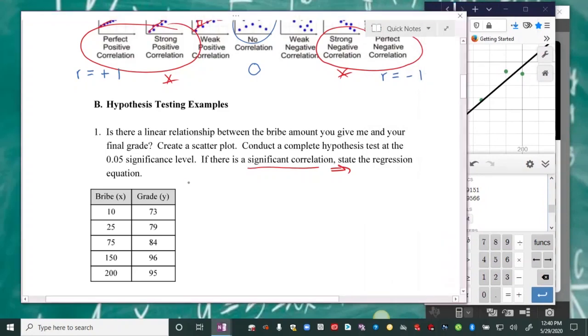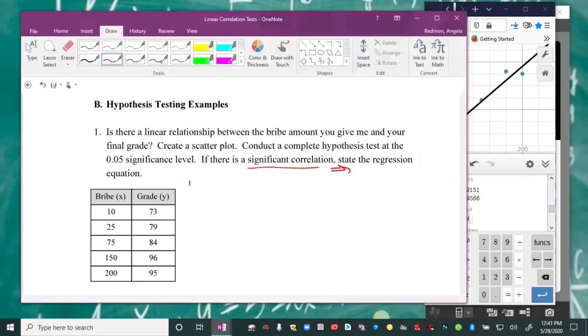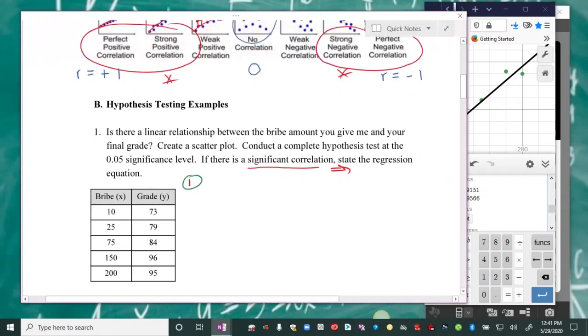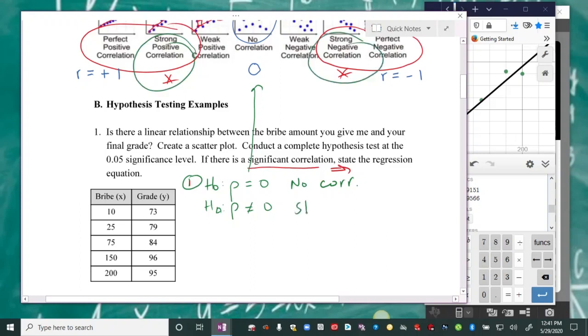So number one, we want to start with our hypotheses. Let me grab my black pen. So H sub 0, I use rho. That's the Greek letter for r. R is our correlation coefficient. So we're testing rho here. Rho either equals 0 or it doesn't equal 0. Super nice hypotheses. These are the same every single time. If rho is equal to 0, there's no significant correlation. If it's significantly different from 0, then we're looking at one of our cases with a strong correlation. So strong or significant correlation.